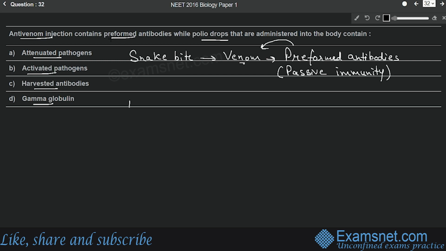But in case of poliovirus, there is a difference. Here we don't wait for the attack of the virus. Instead, we prepare the body in advance for that attack by giving vaccine. And the vaccine that is taken in case of polio is known as oral poliovirus vaccine, that is OPV, right? And what happens here, we give the weakened pathogen or attenuated pathogens.